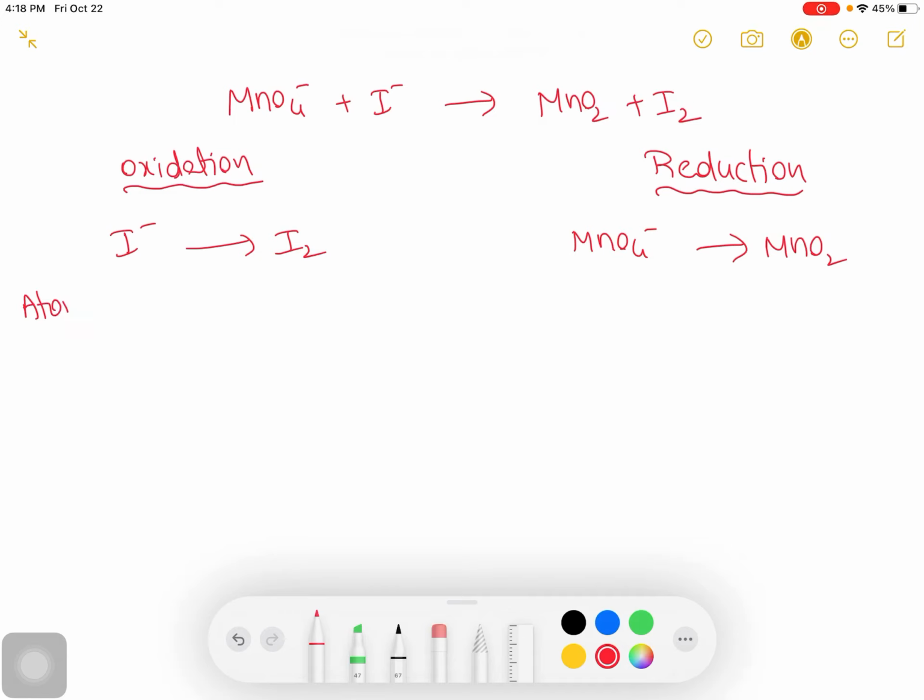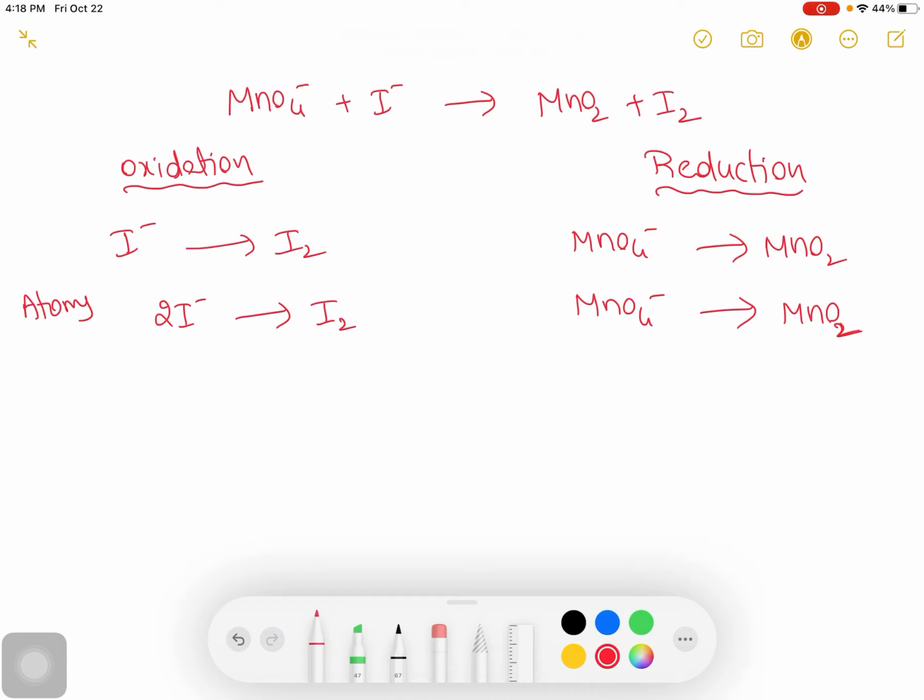First of all, balancing of atoms. Left side 1 iodine, right side 2 iodines. So we have to take 2I minus gives rise to I2. And manganese, MnO4 minus gives rise to MnO2. Both sides have the same number of manganese atoms, so no need to change.